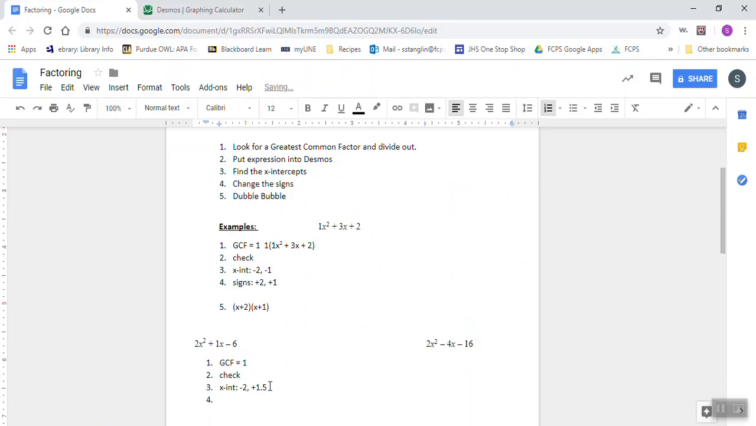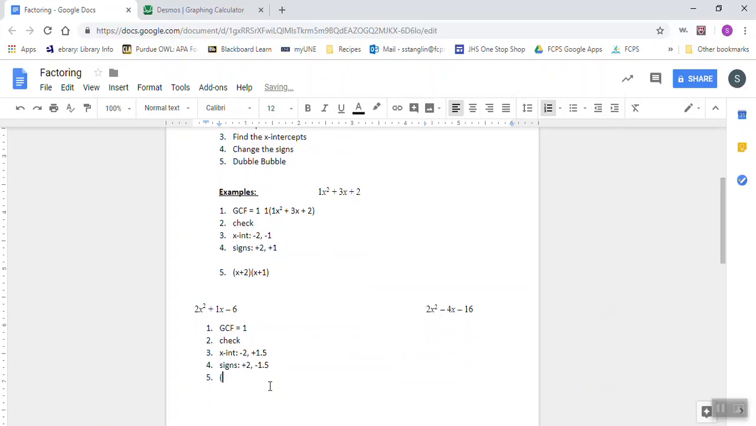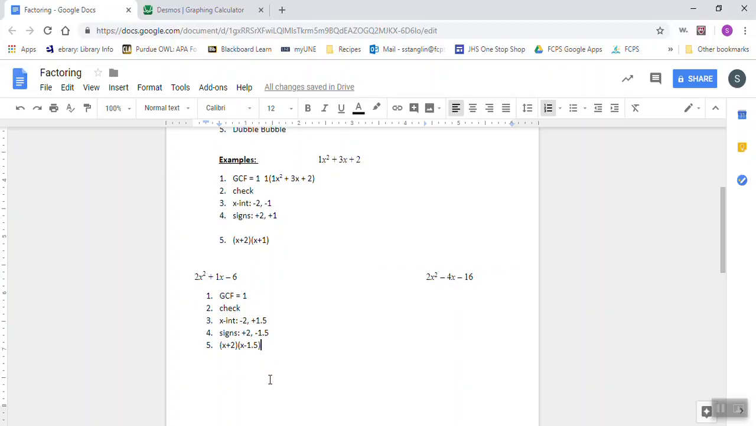So then step 4 is to change the signs. So instead of negative 2, it's going to become positive 2. Instead of positive 1.5, it's going to become negative 1.5. So then last step, double bubble. So we're going to have x plus 2 and x minus 1.5. Now, we don't like this decimal, so I'm going to have to change that into a fraction.